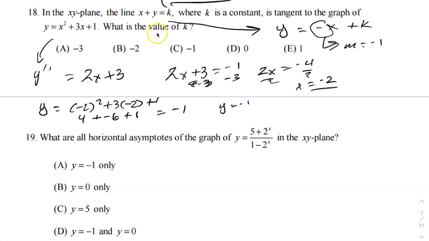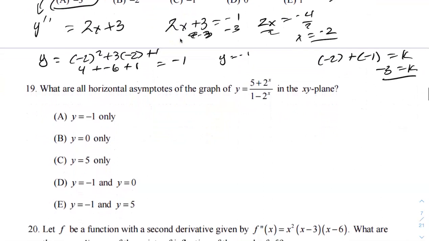So I have a point now: an x of negative 2 and a y of negative 1. And I can go back into the tangent equation to figure out what k is. That's just x plus y equals k, so negative 3 equals k. And that is A. Again, that was surprisingly kind of tricky. That's probably one of the hardest ones we've done so far.